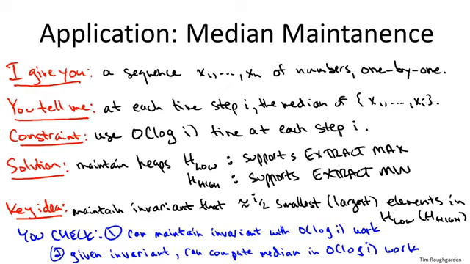So now, given this discussion, it's easy to see the second point. Given that this invariant is true at each time step, how do we compute the median? Well, it's going to be either the maximum of the low heap or the minimum of the high heap, depending on whether i is even or odd. If it's even, both of those are medians. If i is odd, then it's just whichever heap has one more element than the other one.